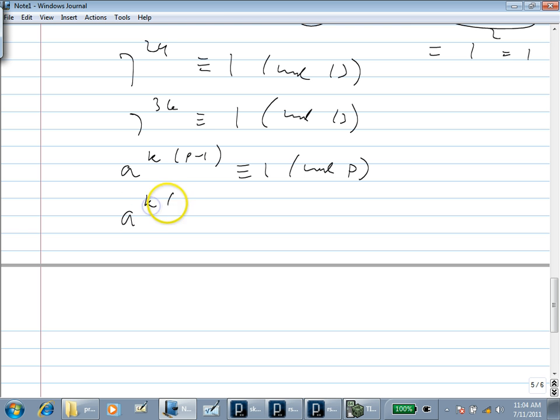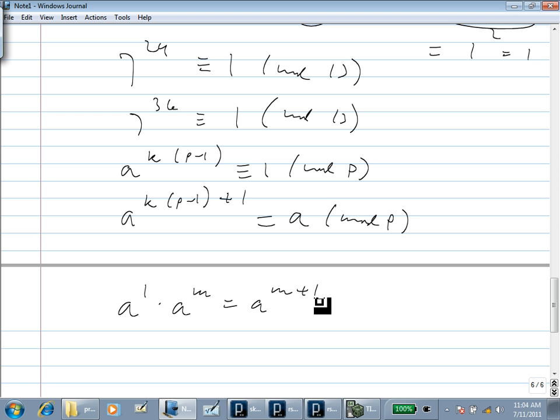If, instead of this, I add 1, it's going to become a. And the reason for that is because going in the opposite direction, well, I'll just say this, a to the 1 times a to the whatever is a to the m plus 1. And that works in the opposite direction also. If you ever see something with a plus 1, you can split it up.